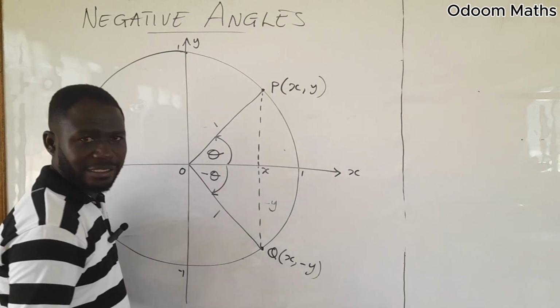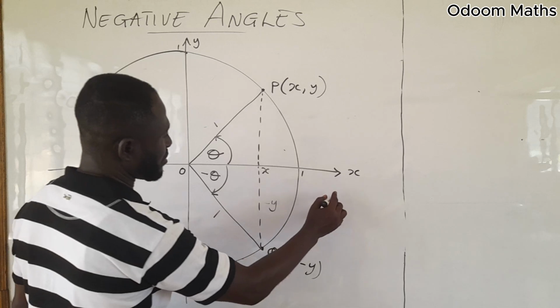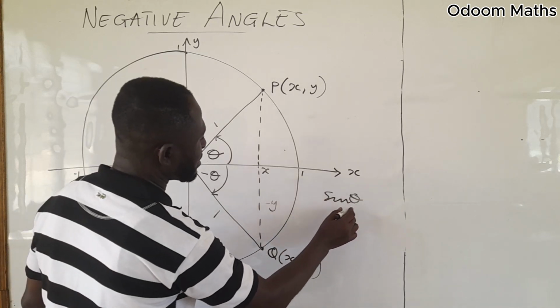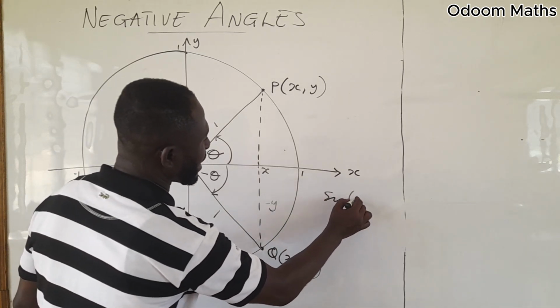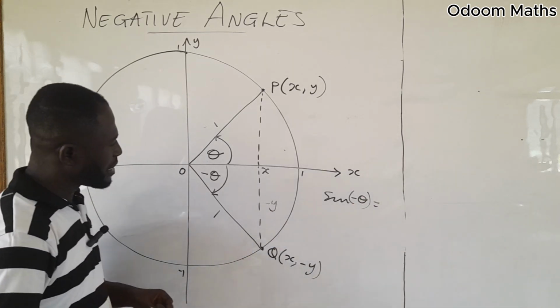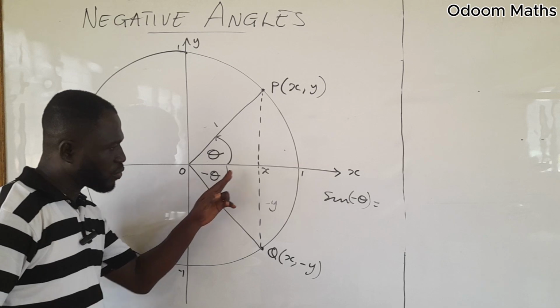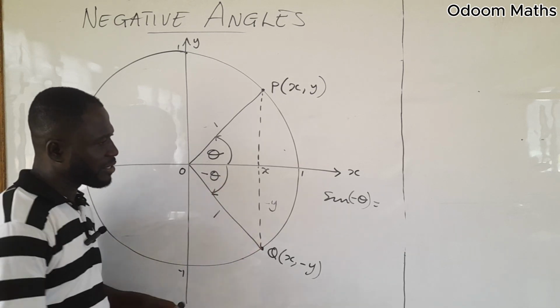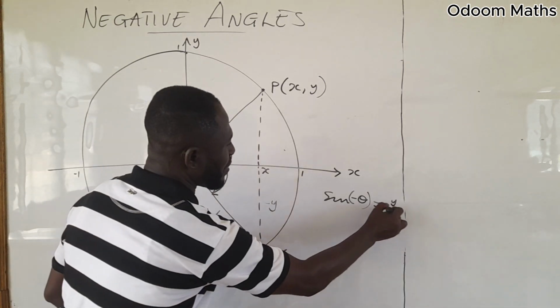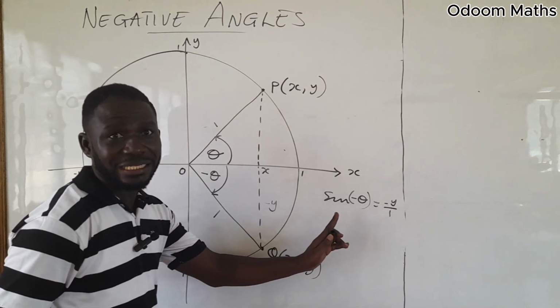Sine theta, let me start writing from here. Sine theta or sine negative theta. Sine negative theta will be, sine is opposite over hypotenuse, so it is negative y over 1, which is negative y. So that is going to give us a negative answer.